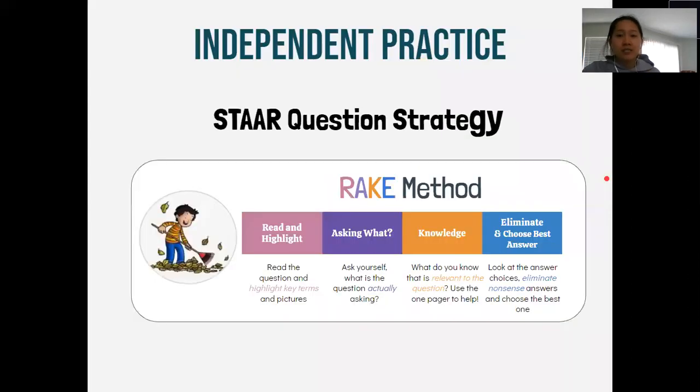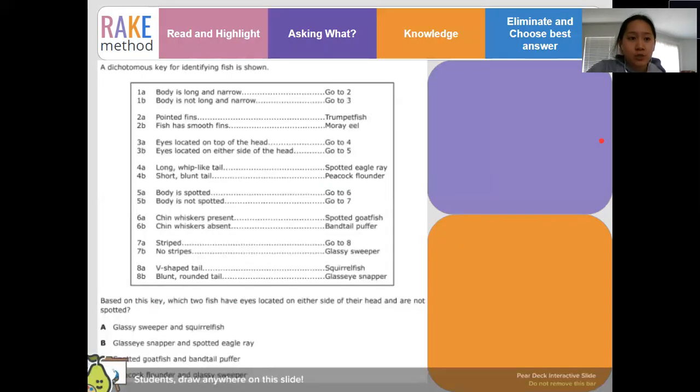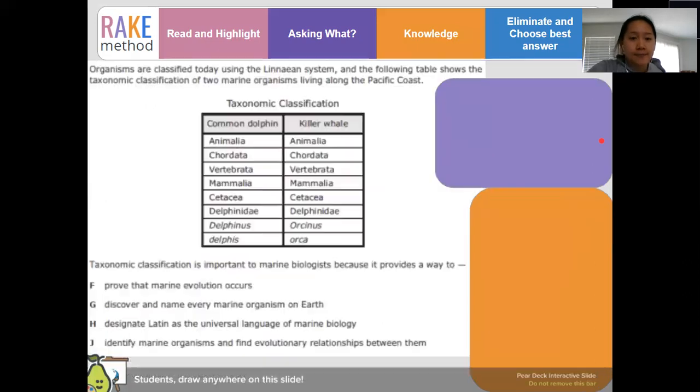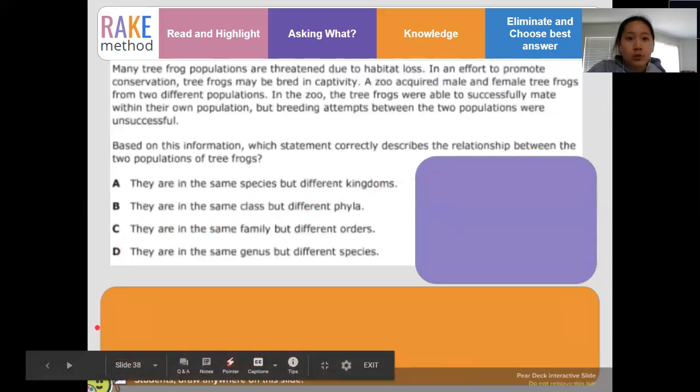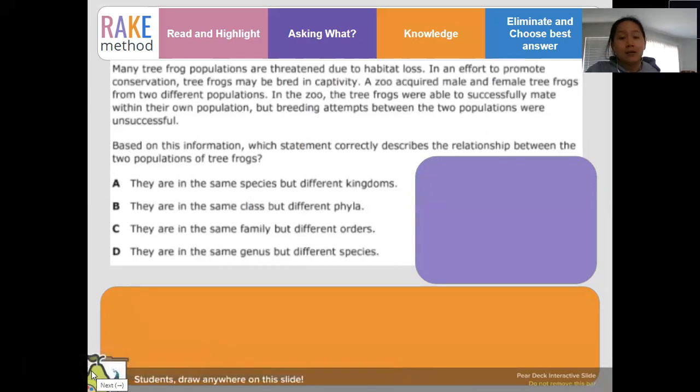So now you're going to practice on your own using the rake method for these next few questions. If you're on student pace mode, you will answer this question on the dichotomous key. You'll answer this question on taxonomic classification, and you'll answer this question on tree frogs and comparing their taxonomic classifications as well. So that would be it. Then you're going to do your exit ticket.